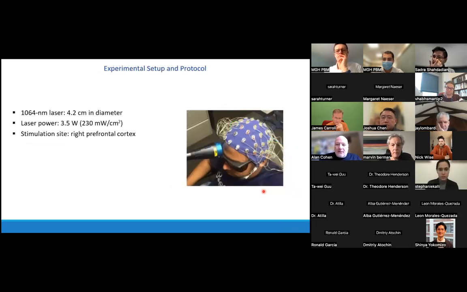So in the first set of data that we collected, we had a 1064 nanometer laser with 4.2 centimeter diameter, and laser power was set to 3.5 watts, and the stimulation site was right prefrontal cortex. We collected 45 subjects. We had the EEG data, 64 channel EEG data from them.